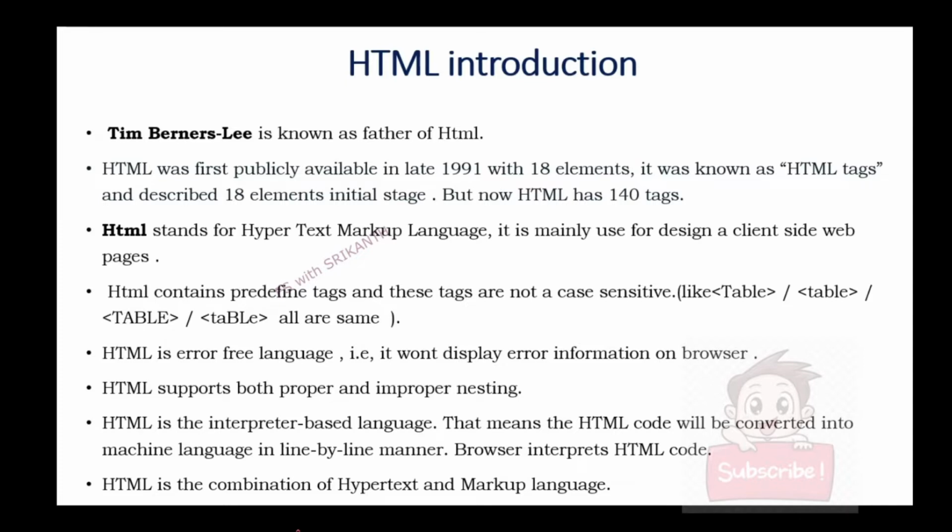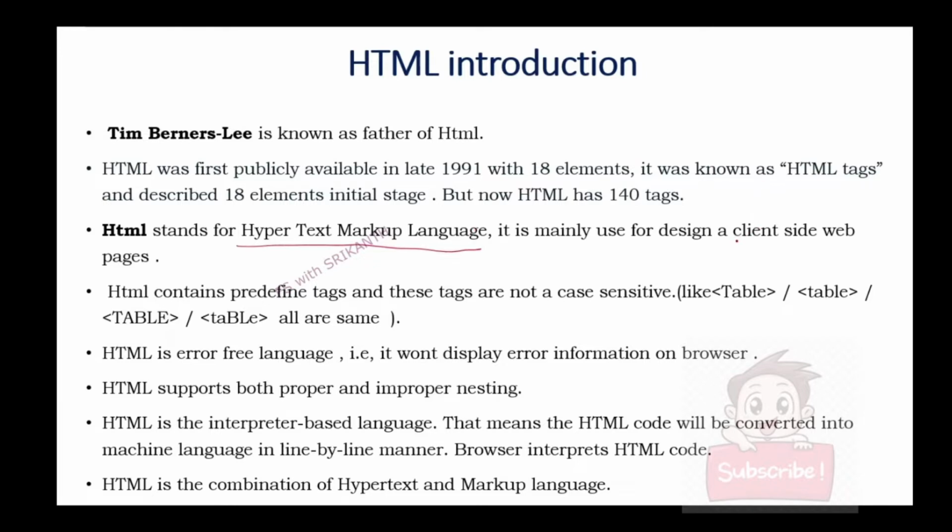Now in 2022 there are overall more than 140 tags available, and when we entered the new version HTML5, some of the elements were removed, deprecated. Why? Because some drawbacks were there. We will learn in depth in later classes, right? So what is HTML? HTML stands for Hypertext Markup Language. With the help of HTML, we can design web pages.